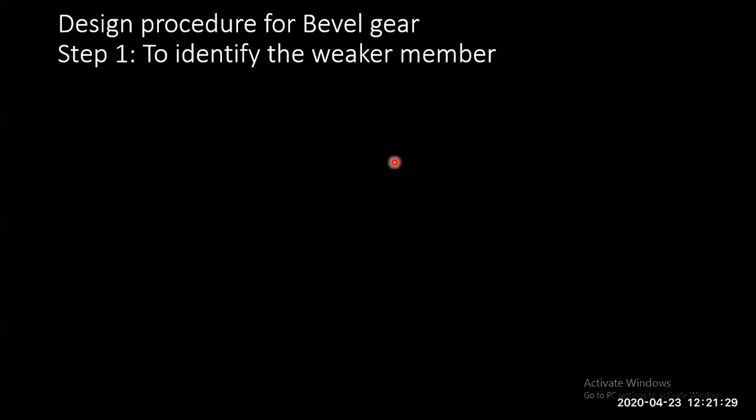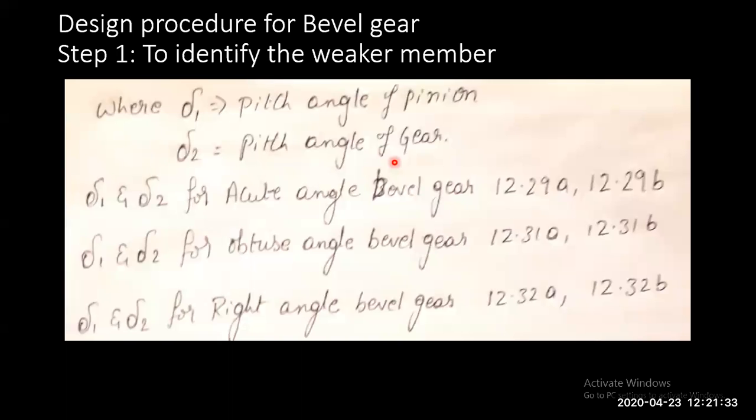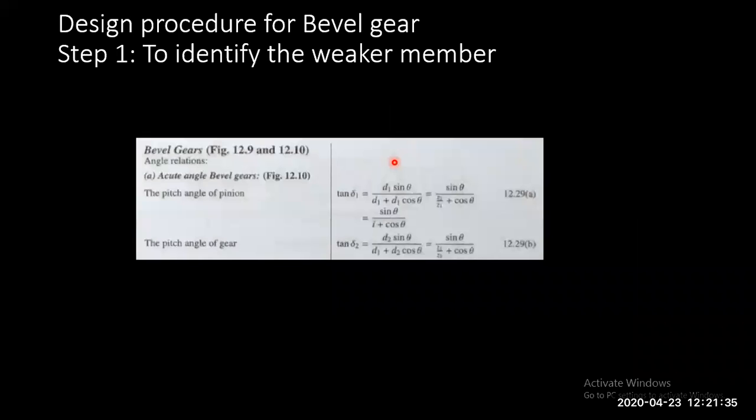I hope you have the screenshots of these tables. These will be required once we start the numerical. These are the formulae which you use to find delta 1 and delta 2, that is for pinion and gear, if it is an acute angle bevel gear. This data, theta, will be given in the numerical, or you can check it with the data handbook, which I showed you before. Once we go to the problem, I think it will be more clear.